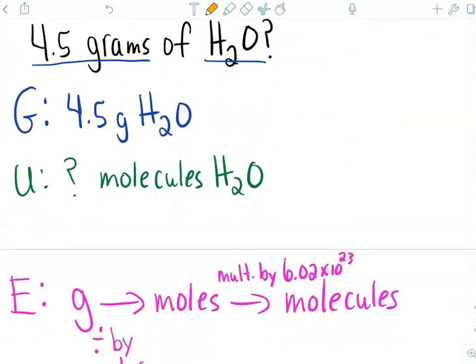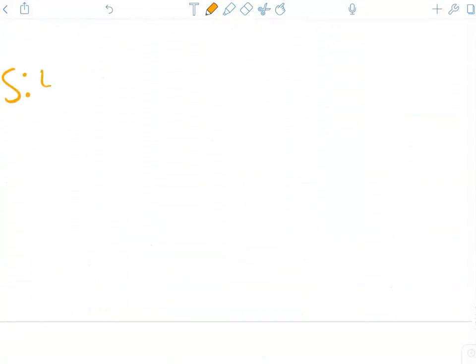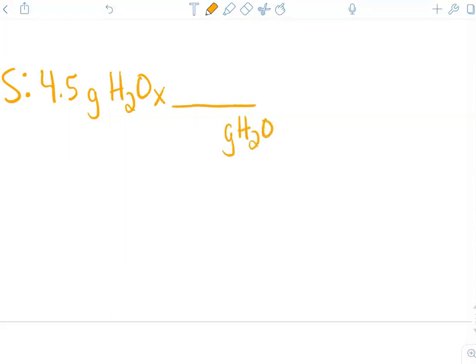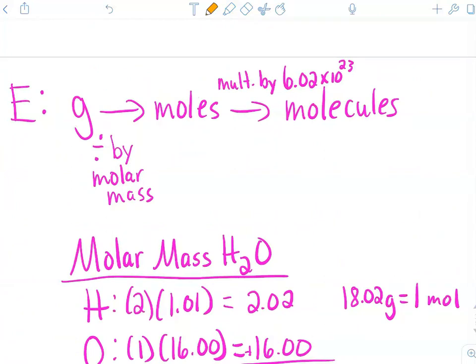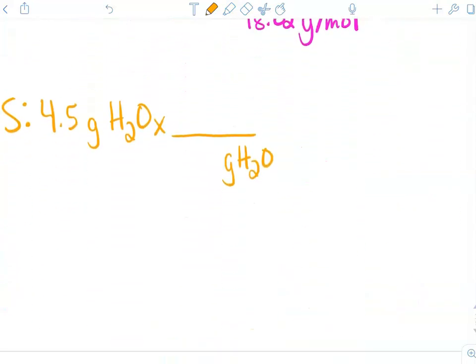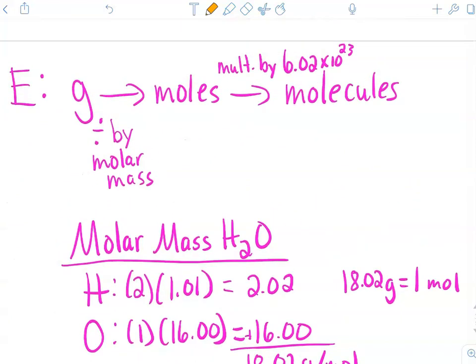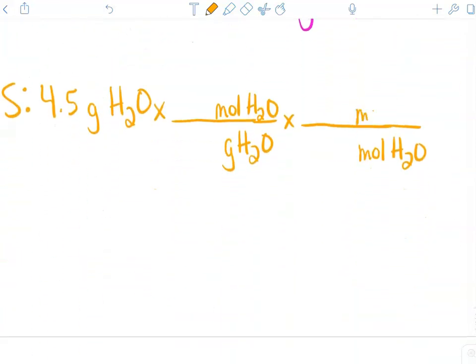So, we always start with what we're given, which was 4.5 grams of H2O. If I start with grams of H2O on the top, that means that grams of H2O has to be on the bottom. And the thing that I'm trying to get to, which in this case is moles, is going to go on the top. Then if mole of H2O is on the top, mole of H2O has to be on the bottom. And what I'm trying to get to, which is molecules, will be on the top.